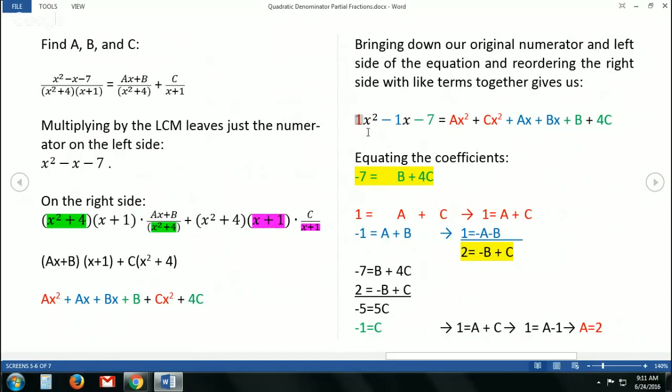1, the coefficient of the x squared on the left, needs to be the result of adding together ax squared plus cx squared. So a plus c should equal 1. 1 is equal to a plus c. And then for our x's, -1 is the coefficient of the x. That's going to come as the result of adding together this a plus b. So -1 is the result of a plus b.